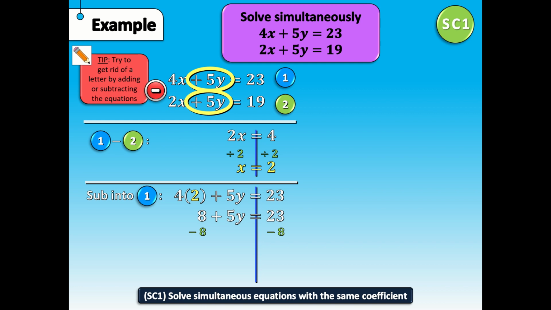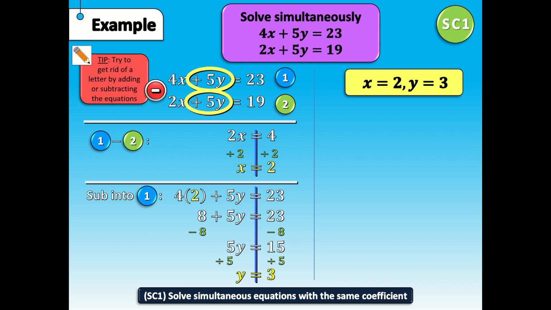So take away 8 from both sides. That leaves me with 5y equals 15. 23 take away 8 is 15. And then I can divide both sides by 5. So I'm left with y equals 15 divided by 5, which is 3. So I've worked out that x equals 2 and y equals 3. So there are my answers.